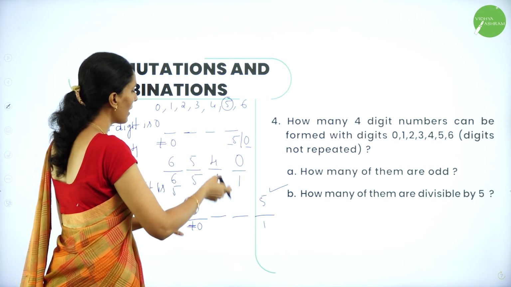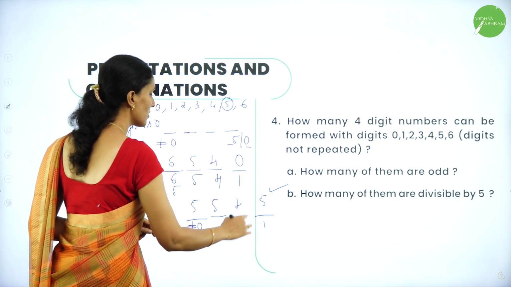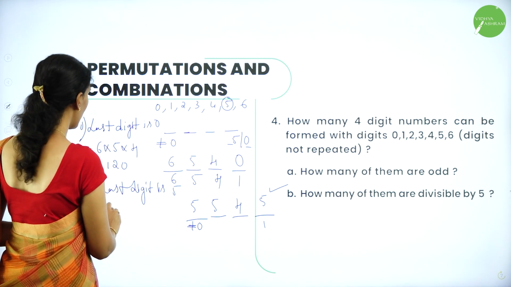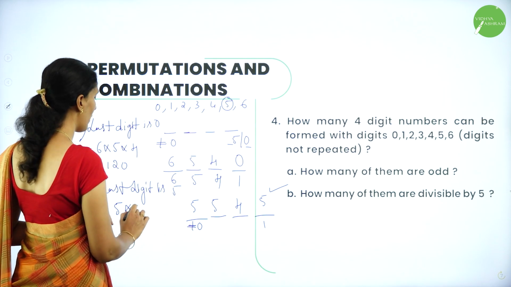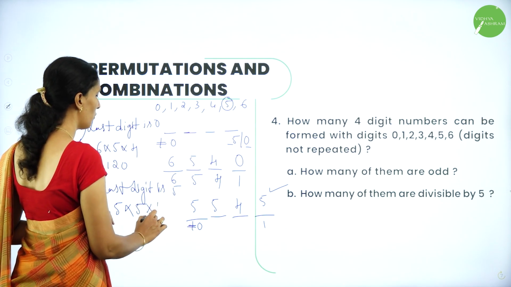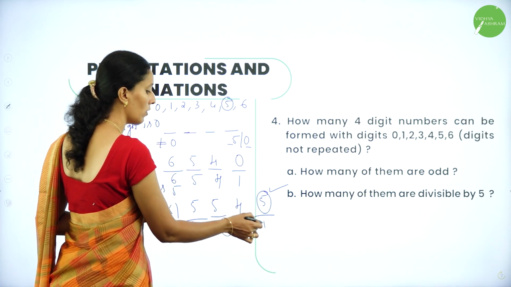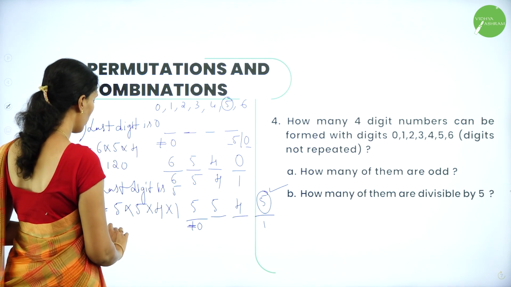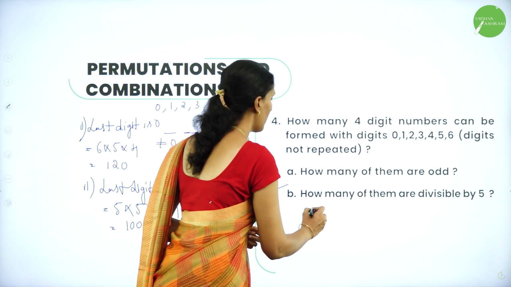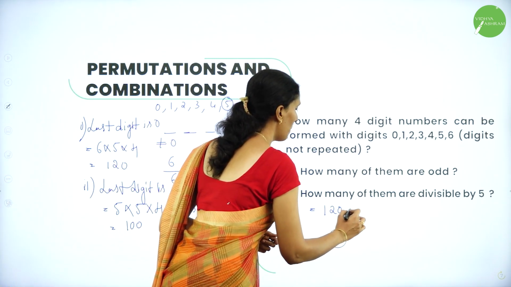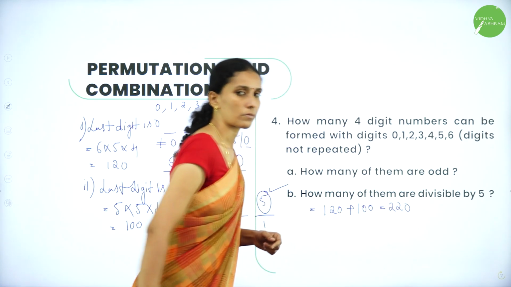Now 0 can be included here. Again, my only choice is 5 and this is 4. So here I have 5 into 5 into 4 into 1. Remember, don't take 5 because 5 is a number, 1 is our choice. So therefore this is 100. So how many total numbers? 120 plus 100 is equal to 220.